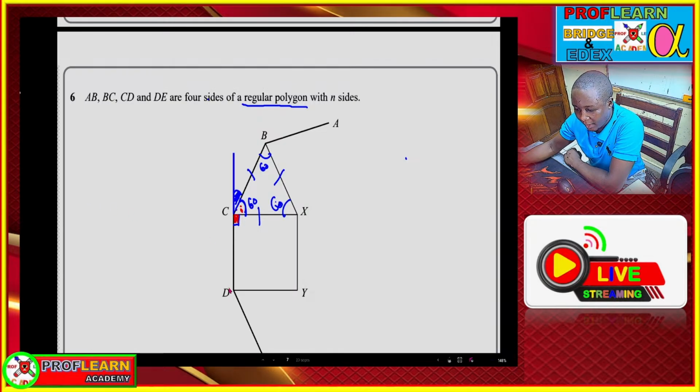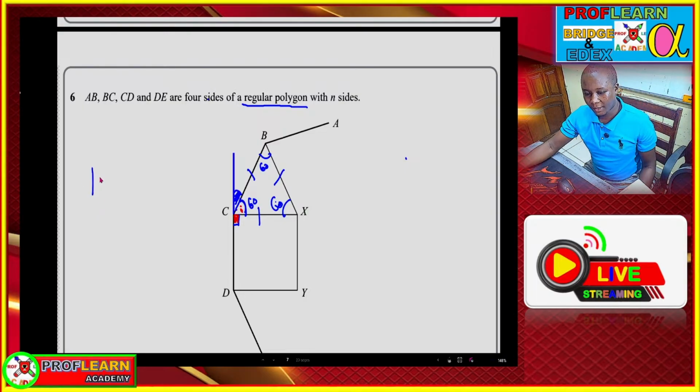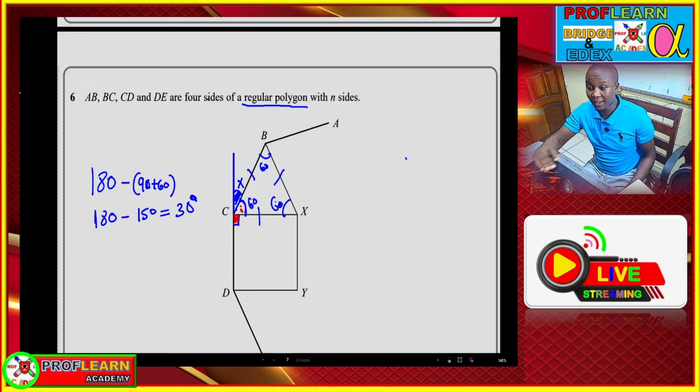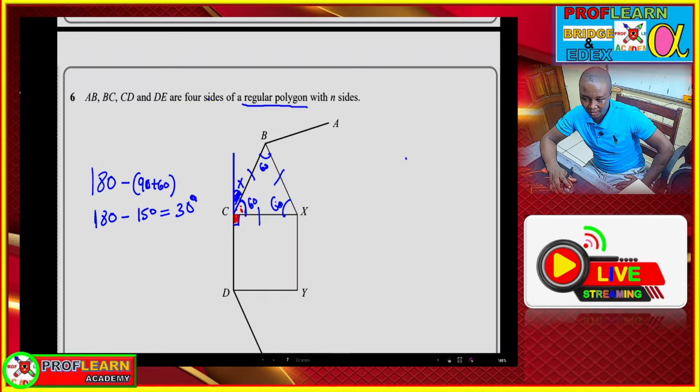This forms D, C, and up like that, it forms 180 degrees. So if we want to know this angle X, which is going to be our exterior angle, it will be 180 minus 90 plus this 60 that we have here, which is 150. So this exterior angle is 30 degrees.